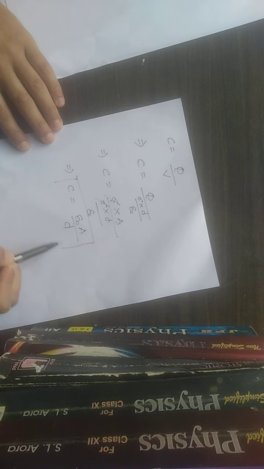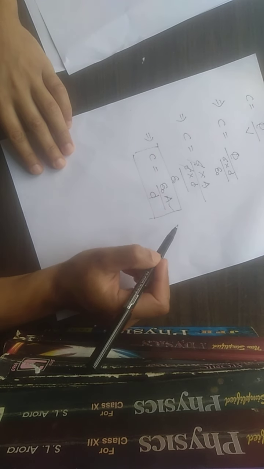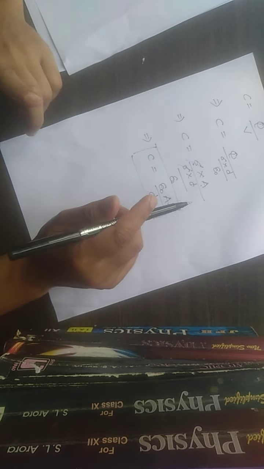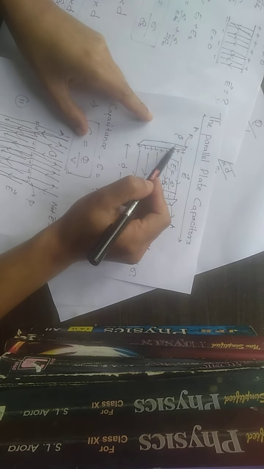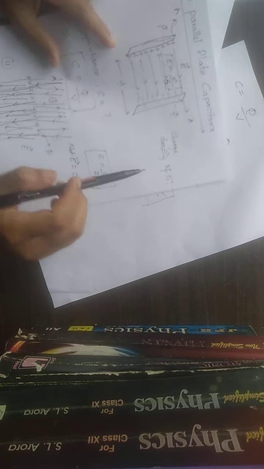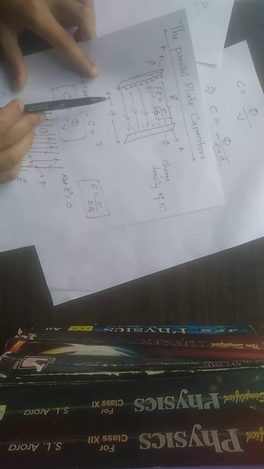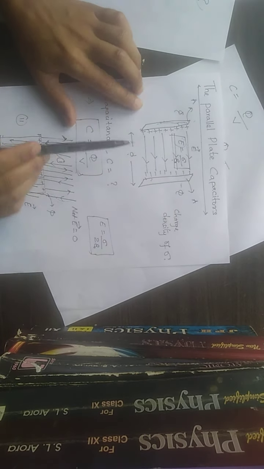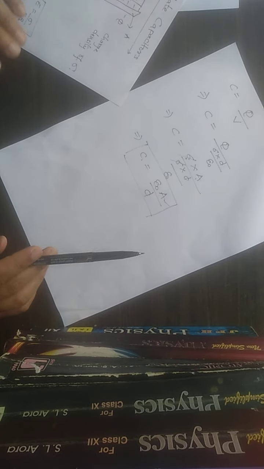So this is the value of the capacitance of the parallel plate capacitor, and it depends on the area of the plates. The more the area of the plates of the capacitor, the more will be the capacitance. The less the separation between the two plates, the lesser the value of D, the more will be the value of the capacitance. That means if the area is large and the separation is less, then the capacitance will be more.